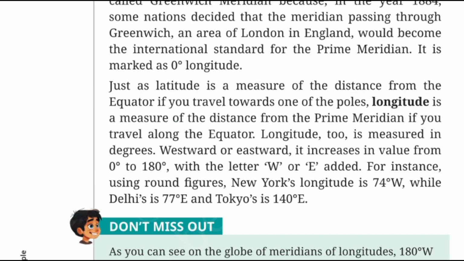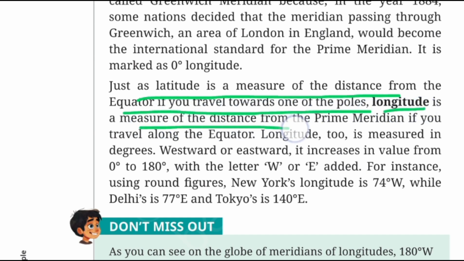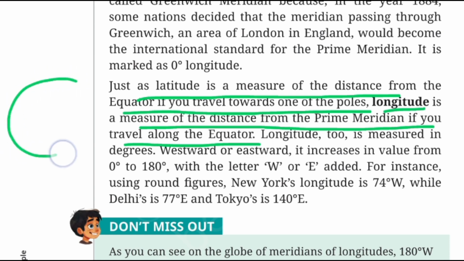Just as latitude is a measure of distance from the equator if you travel towards a pole, longitude is a measure of distance from the prime meridian if you are traveling along the equator. Consider this is the earth, and this is the equator. The latitudes will be something like this: here is one latitude, here is another. We get these parallels of latitude when moving from the equator towards the pole.